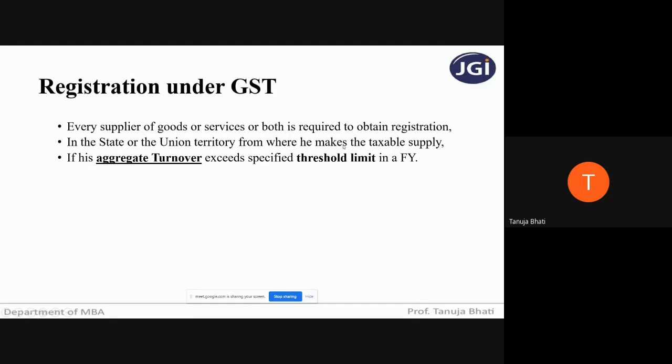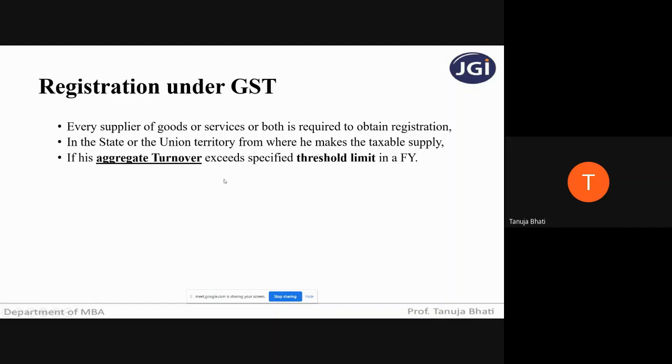Suppose I am providing goods or services from the state of Karnataka. That means I am required to be registered in the Karnataka state. I cannot register myself under GST in some other state where I'm not providing the goods and services. So remember that when any supplier is supplying goods and services, he is required to take registration only in that state where he is making the taxable supply. Only if his aggregate turnover exceeds the specified threshold limit in a financial year.